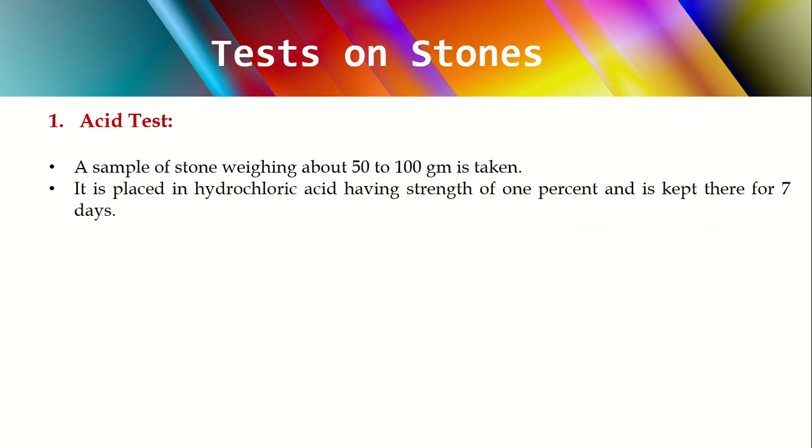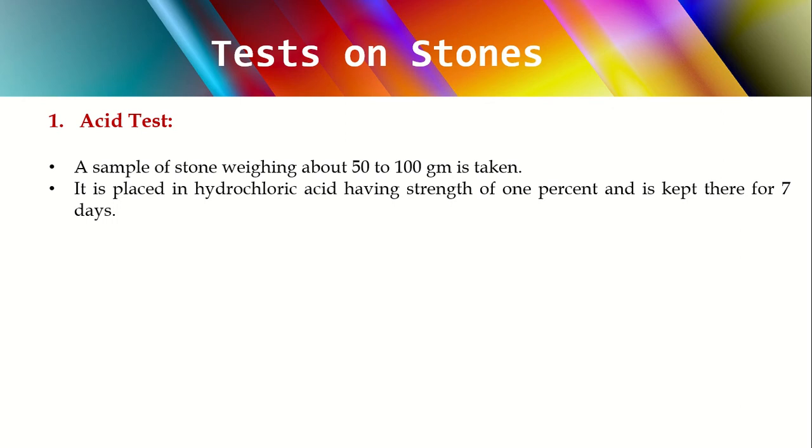First one is the acid test. For the acid test, what we have to do is take a sample of the stone, means from the bigger stone, just take out a small sample. Around 50 to 100 grams, means see that the weight of the stone is between 50 to 100 grams, or not greater than 100 grams.